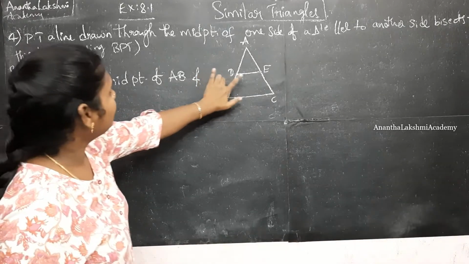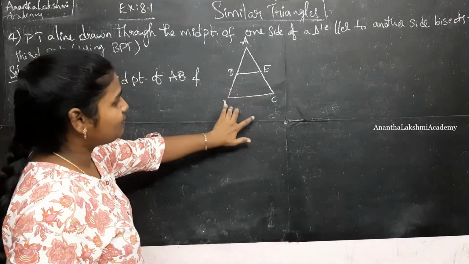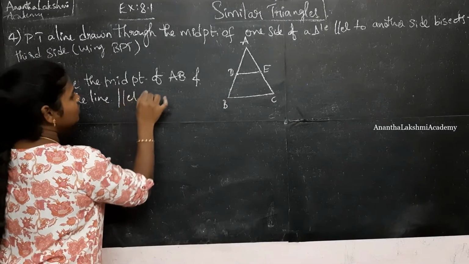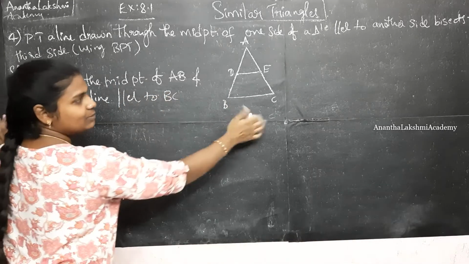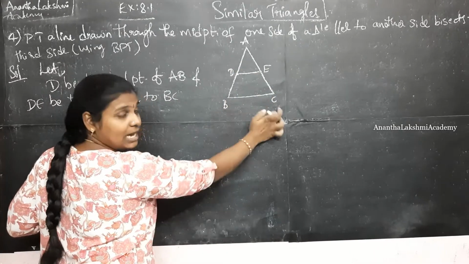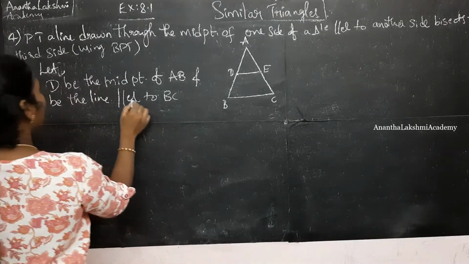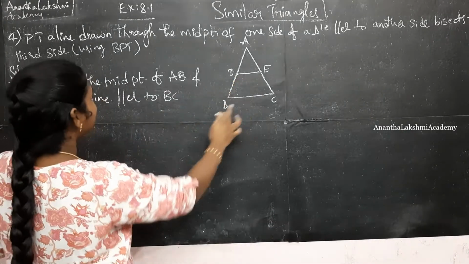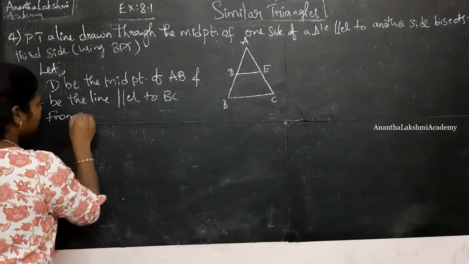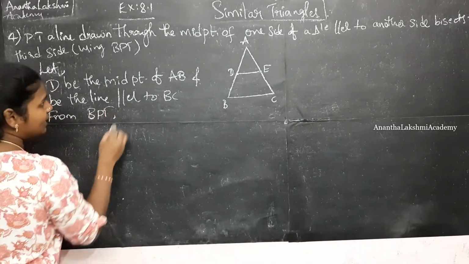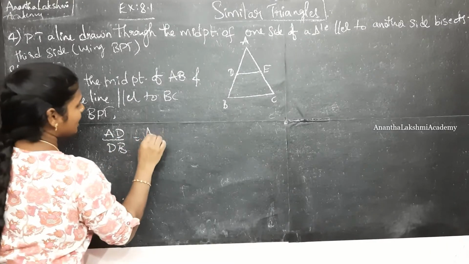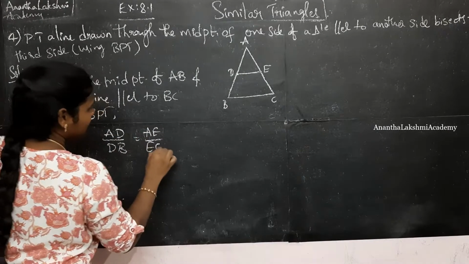Now this line, is it parallel to BC? Yes. So DE is the line which is parallel to one side of the triangle, that is BC. Now a line drawn from the midpoint of AB is parallel to BC. So now when a line is parallel to BC, from BPT, what can we write? From the basic proportionality theorem, I am going to write it as AD by DB is equal to AE by EC.